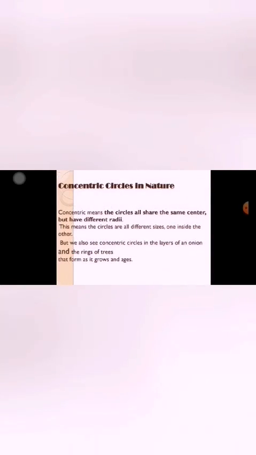Concentric circles in nature. Concentric circles mean the circles all share the same center but have different radii. This means the circles are all different sizes, one inside the other. But we also see concentric circles in the layers of an onion and the rings of trees that form as it grows and ages. What do concentric circles mean?